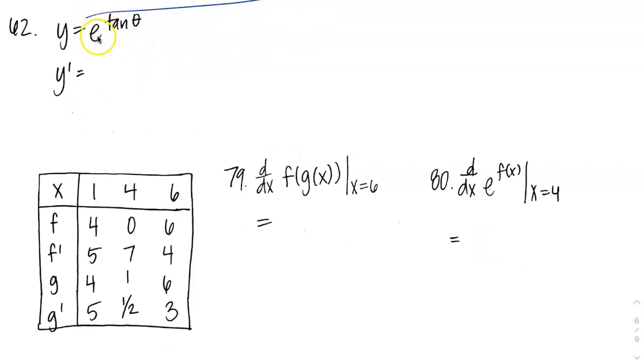Same thing with this one. e to the tan x. Copy it, and times by the derivative of the inside. Derivative of tan is secant squared. So there we go.